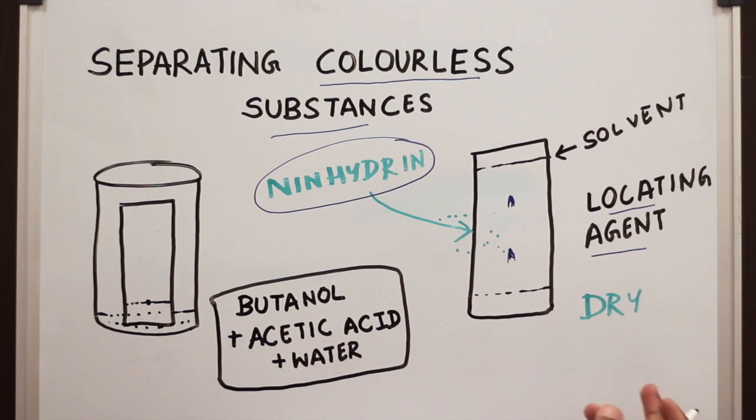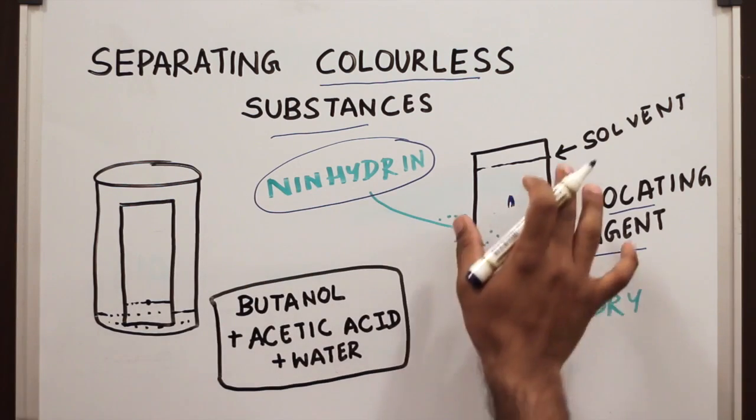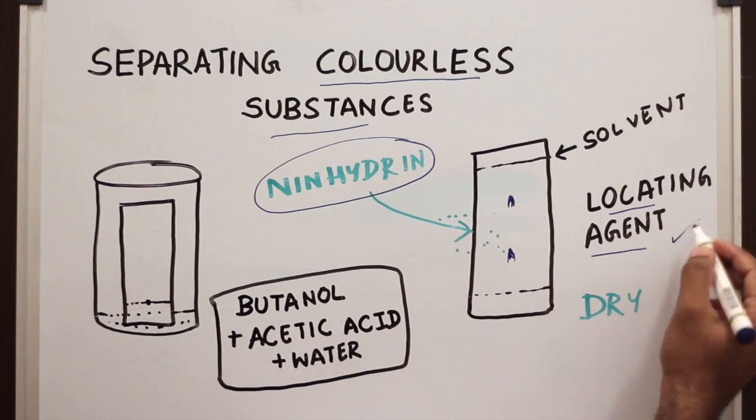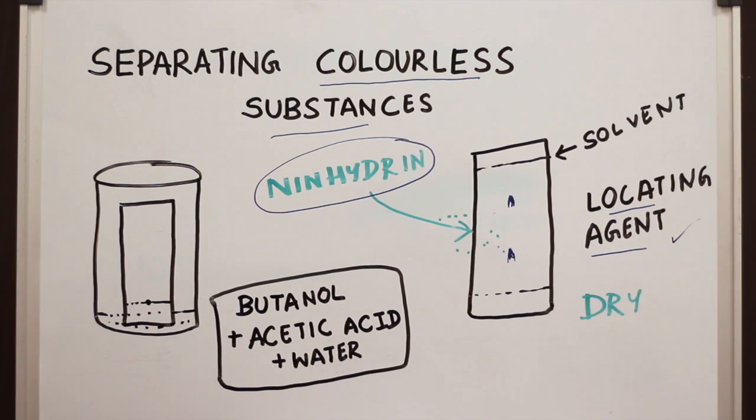We must appreciate the use of ninhydrin, because without it we would not be able to see any of the separation. So the locating agent is very important, and the example that we used here is ninhydrin. That is how we separate colorless substances.